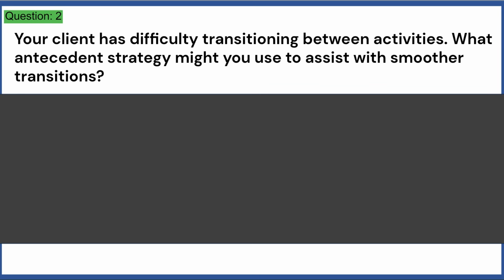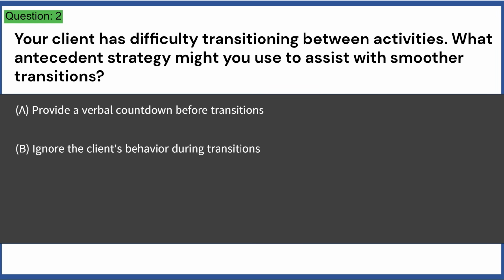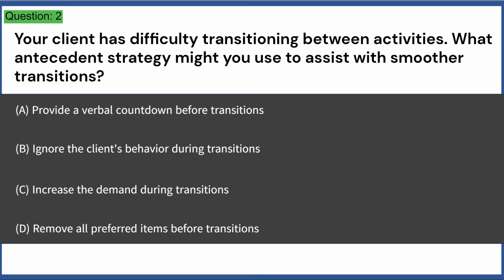What antecedent strategy might you use to assist with smoother transitions? A. Provide a verbal countdown before transitions. B. Ignore the client's behavior during transitions. C. Increase the demand during transitions. D. Remove all preferred items before transitions.